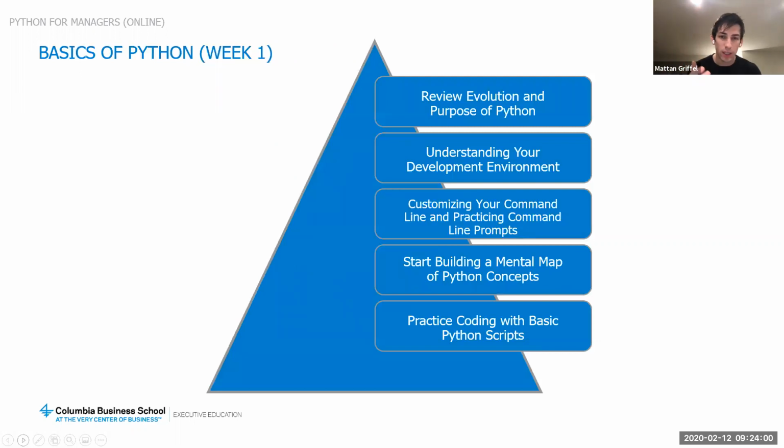So we start out with the basics of Python, right? As I mentioned, reviewing the purpose of Python and its evolution, understanding what the development environment is. There's a lot of specialized language that you find is used when you're learning about programming. And even some of the terms here on this page, things like the command line, like what are all those things? When I was first learning how to code, that was one of the frustrating things, was people would throw around these terms without ever defining them. So we're gonna explain in simple terms what all these things are.